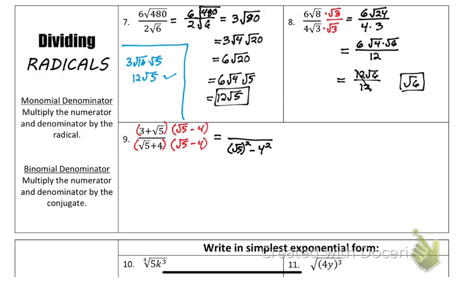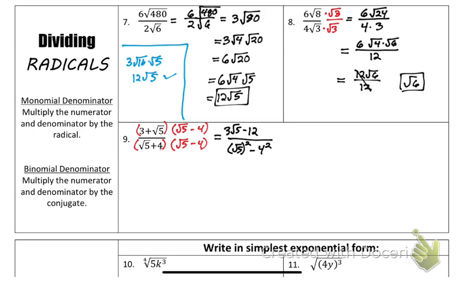On the top, we're going to distribute. So I'm going to take this 3 and multiply it by the square root of 5. I'm going to take this 3 and multiply it by this negative 4. So on the top, I'm going to have 3 square root of 5 minus 12.